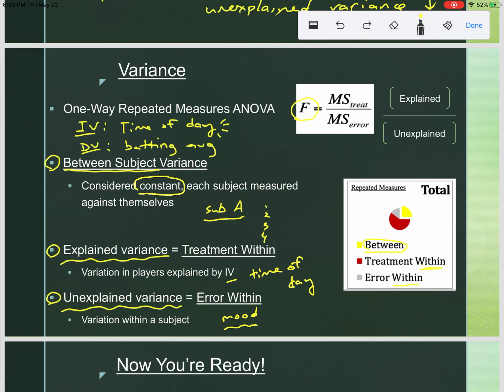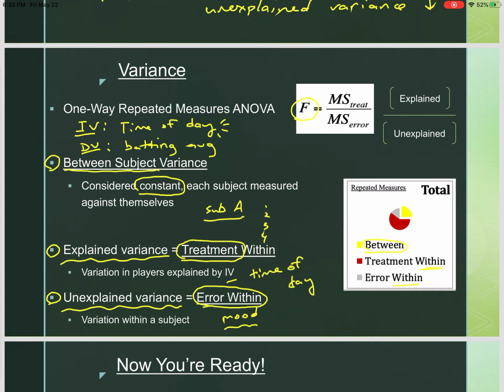When we do the F ratio for a one-way repeated measures ANOVA, the F ratio is mean squares treatment, which is explained variance, divided by mean squares error, which is unexplained variance. So remember, it's always going to be explained variance over unexplained variance. It's just that what we consider to be the explained or the unexplained variance changes based on the type of ANOVA. And this is the formula we would see with a one-way repeated measures ANOVA.